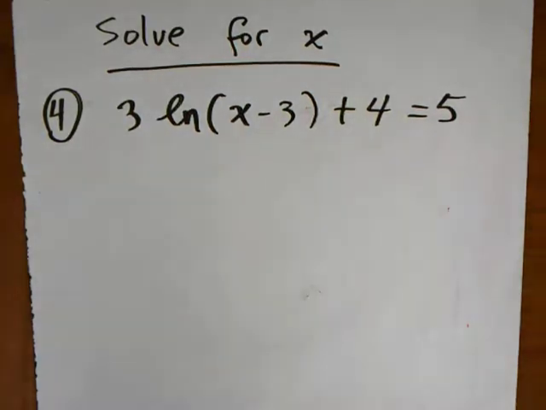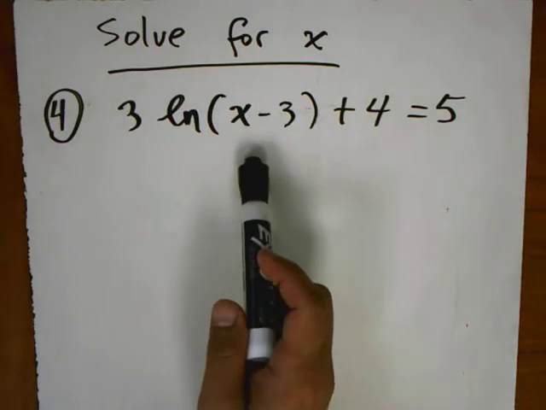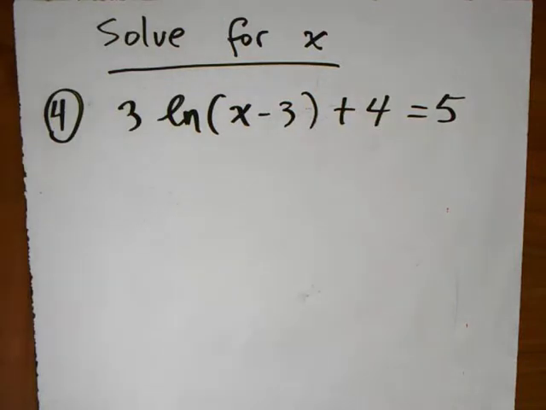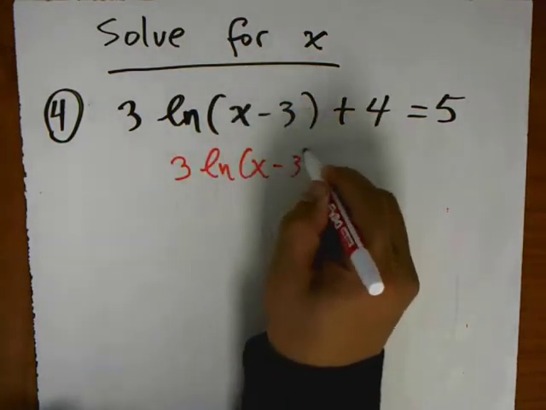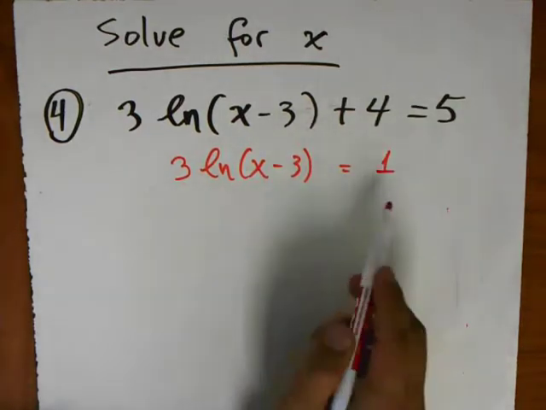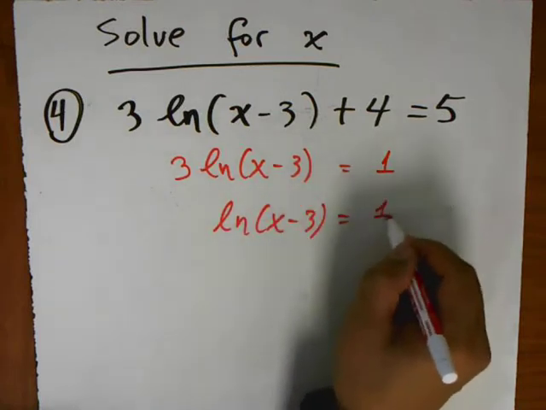I have an equation now: 3 times the natural log of (x minus 3), plus 4, equals 5. We're going to follow the same process again. The goal here is to isolate the natural log so that we then can convert it into exponential form and use that to solve our equation. So my goal is to get the natural log by itself. I can subtract 4 from both sides, and that will give me 3 natural log of (x minus 3) equals 1. Then I can divide both sides by 3, so natural log of (x minus 3) equals 1/3.